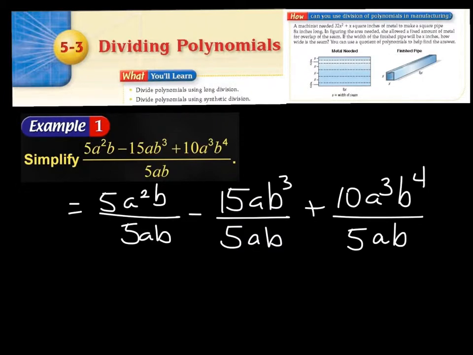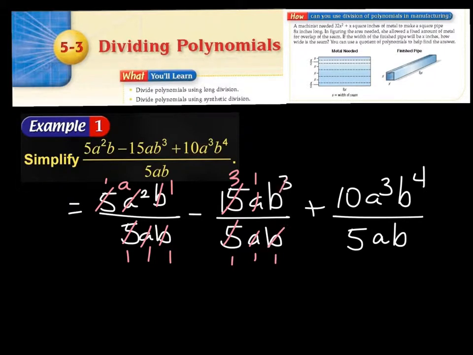I went ahead and rewrote this as each term over the denominator separately. Now we can cancel. Anything divided by itself is 1. Power divided by power, we subtract exponents. And anything divided by itself is 1. 15 divided by 5 is 3. Anything divided by itself is 1.